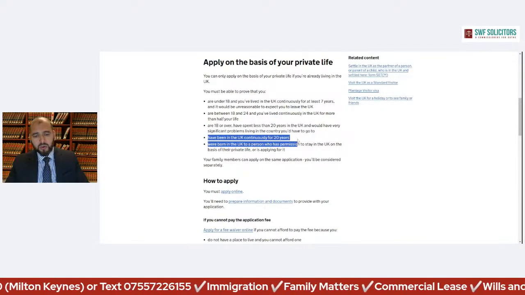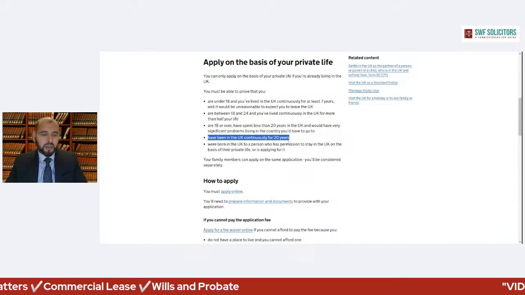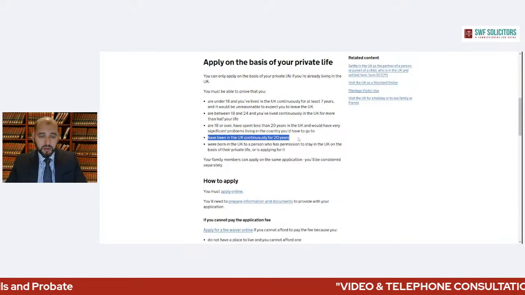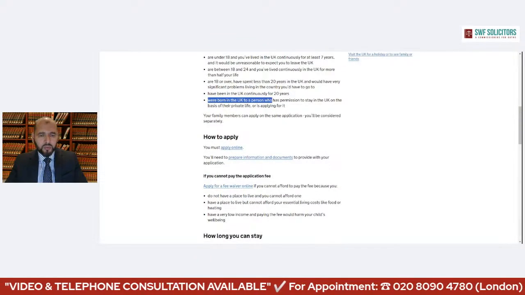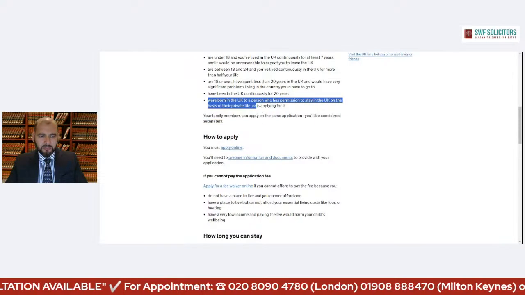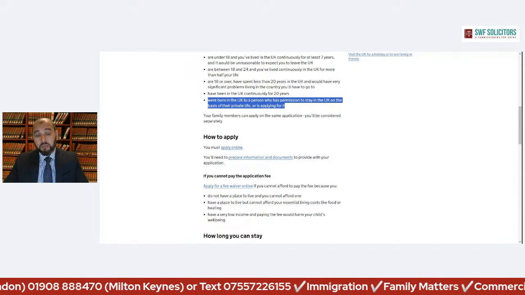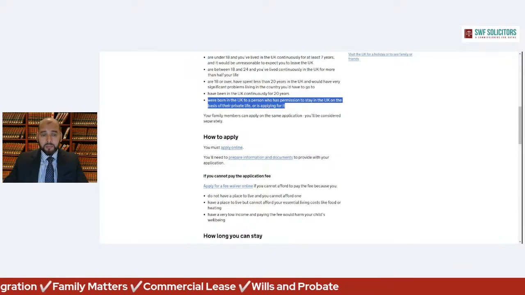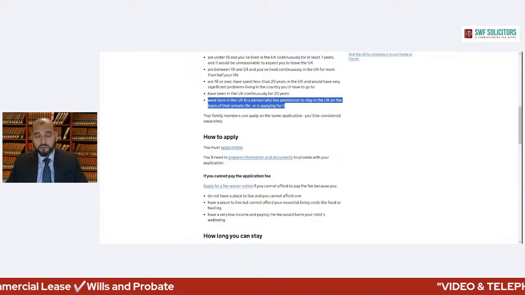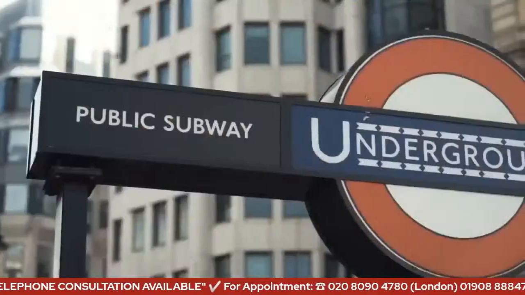Now, if you have spent 20 years in the UK, irrespective of how old you are, you can get leave to remain on the basis of private life. This is the fourth category. Of course, you won't get ILR; you will get 2.5 years of limited leave to remain. And the last one: you were born in the UK to a person who has permission to stay on the basis of private life. For example, if your parents have leave to remain on the basis of private life, or are applying on that basis, you can also apply for private life. So these are the requirements to get a visa in the UK on the basis of private life.